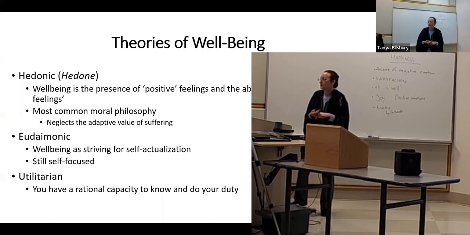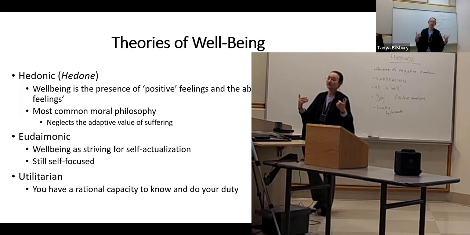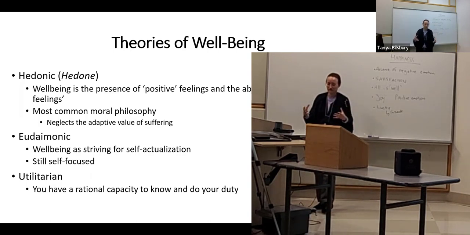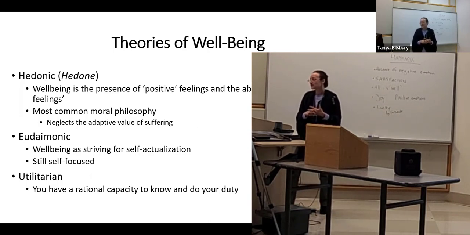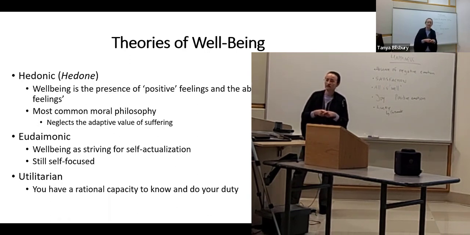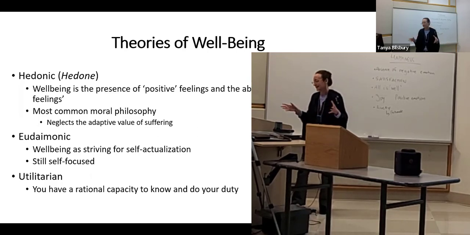An issue with eudaimonic theories of well-being is that they're very self-focused. And that's my criticism of, like, Maslow's hierarchy. A lot of things have to be serving you for you to fully and completely express yourself all the time. Then there's utilitarian moral philosophy, and modern moral philosophy has tended in a more utilitarian direction. And that idea is that you have a rational capacity to know and do the right thing.